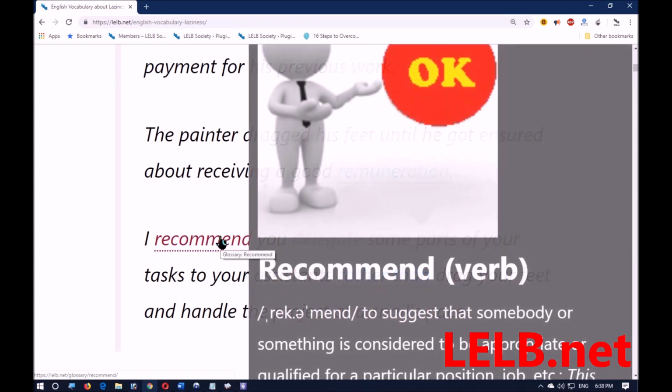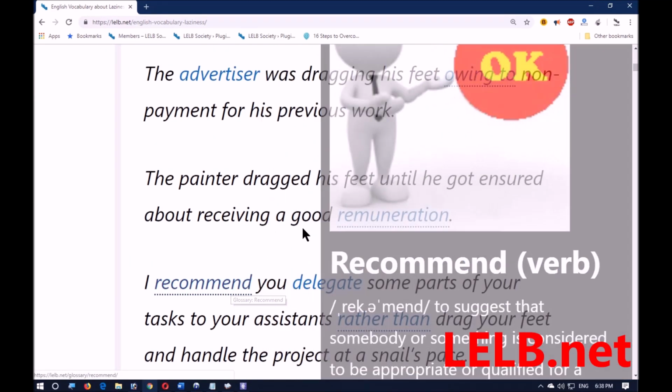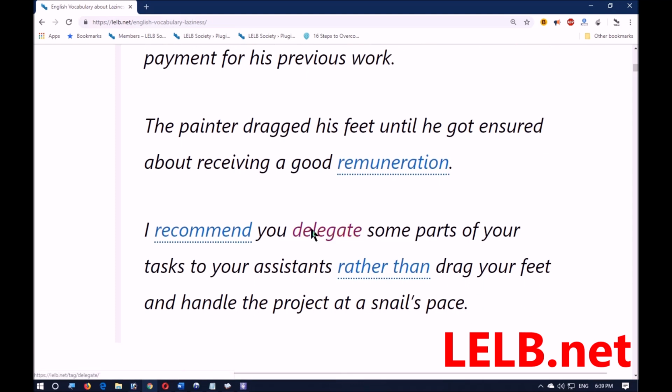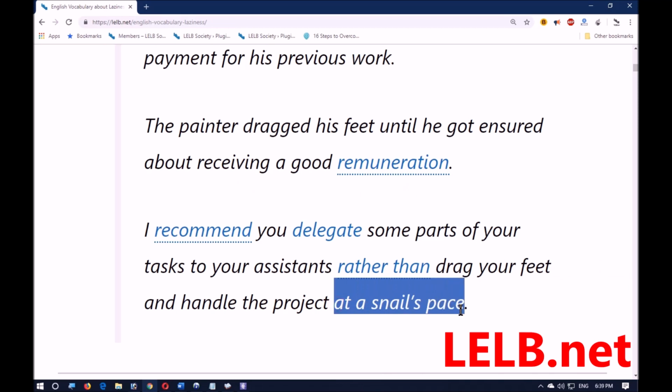I recommend means suggest. I recommend you delegate. Delegate means to just give less important tasks to people who are lower than you in terms of position or rank. Some parts of your tasks to your assistants rather than, means instead of, drag your feet and handle the project at a snail's pace. At a snail's pace means very slowly. And remember, after rather than, you should not use a gerund, which is a typical and common mistake. Don't say rather than dragging.